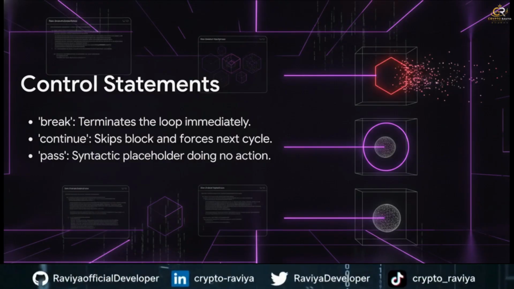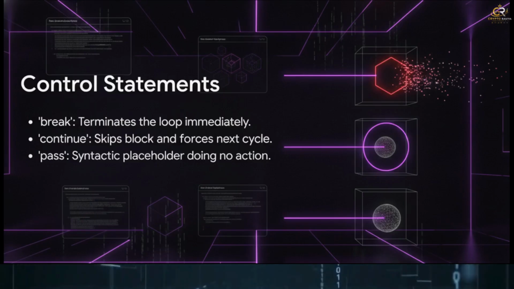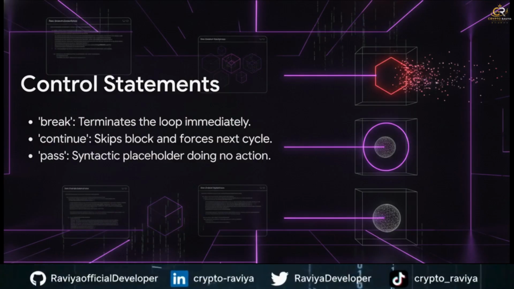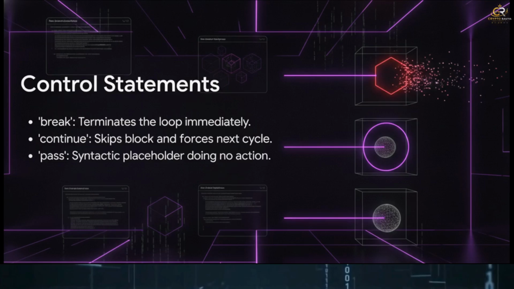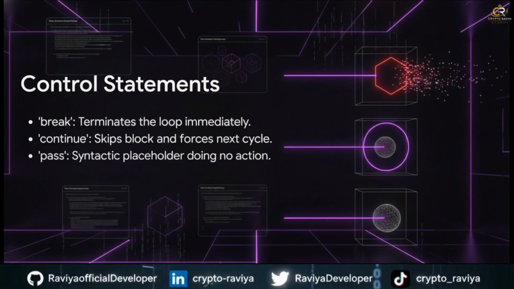Like if you're doing a sequential sweep of device logs and you hit a critical anomaly, you just break out of the execution line entirely for safety. Then there's continue. This one skips the remaining operations in the current cycle and forces the loop right back to the top for the next evaluation.